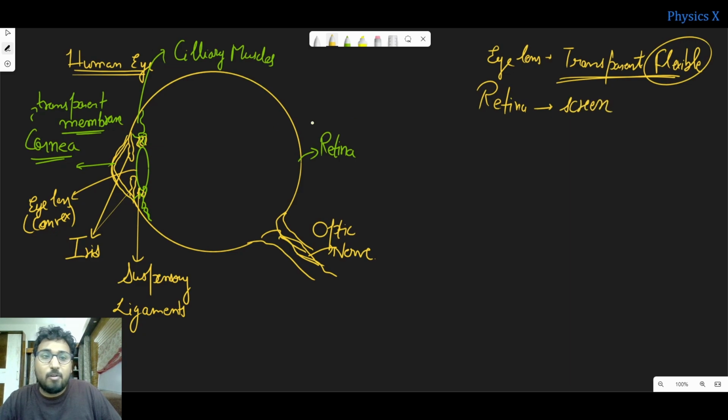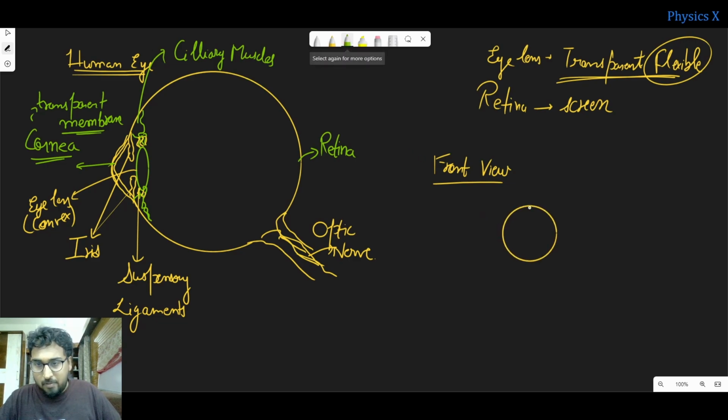Whenever the rays of light enter, they first interact with the cornea. The cornea bends the light somewhat, and then it will strike the lens. Before striking this lens there is a thing called the iris. Now let me draw the front view of the eye. Suppose from the front view you see a structure like this.